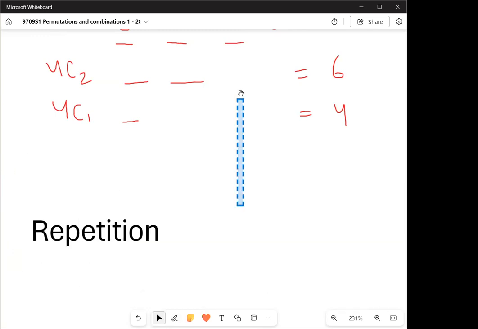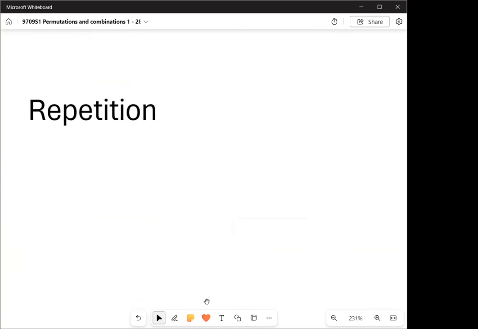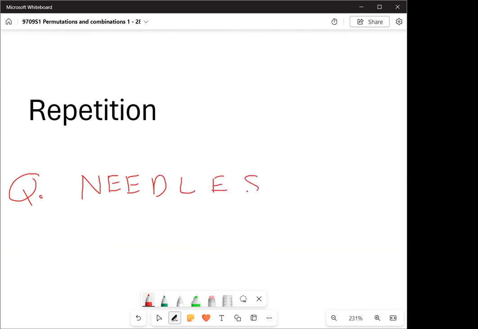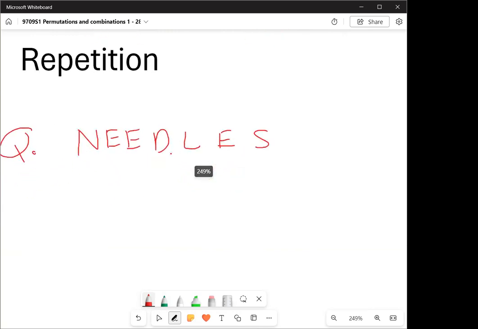In repetition, we have this bit. Question: needles. In these needles, we have to arrange all the letters, right? Letter questions are amazing. Letter questions can be difficult as well as easy, depending on the person. The practical questions which they ask you are usually more difficult.